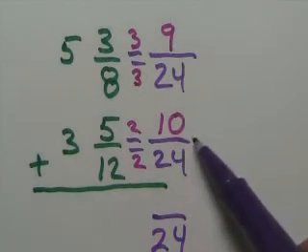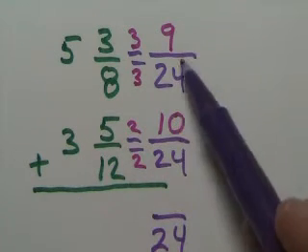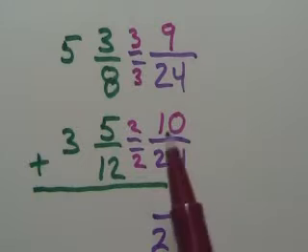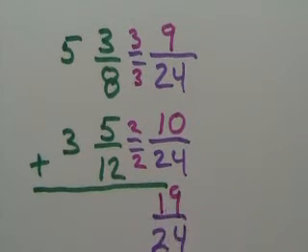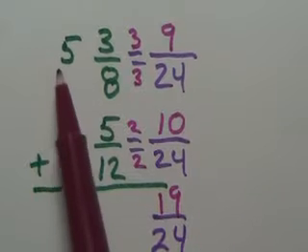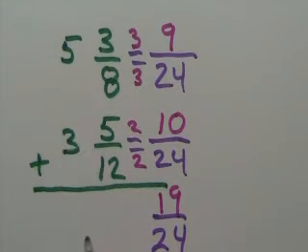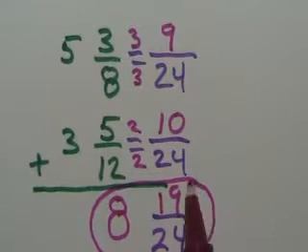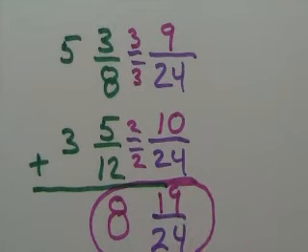Now I'm just going to add my numerators because it's addition. 9 and 10 is 19. And that cannot be reduced. So that's it. And then I have 5 and 3. 5 and 3 is 8. So 8 and 19 over 24.